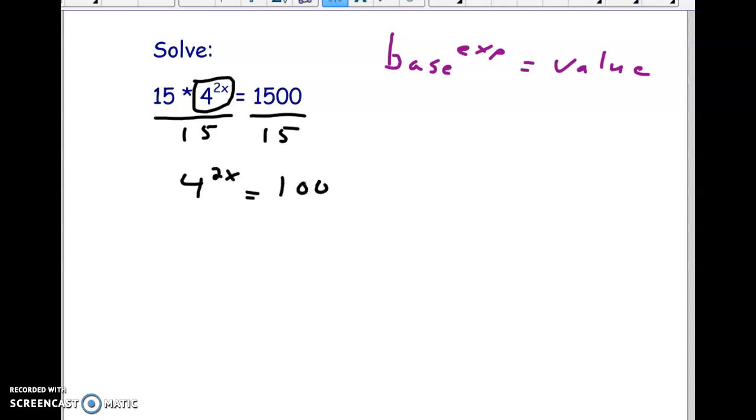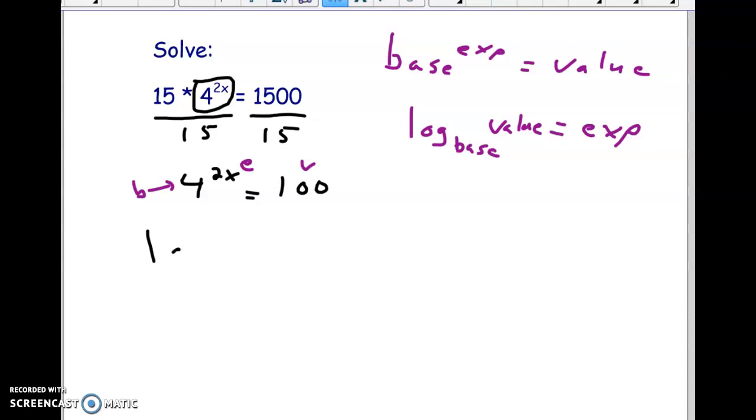So we get 100. All right, and now we want to switch forms. So hopefully we can identify our bases here. It's the 4. And then our exponent is the 2x part, and then this is our value. So in log form, it goes log, and then the little base number goes here. Our definition of log is find the exponent, so that goes over here, and then the value goes right there. Now that we have it isolated, we're going to switch the forms.